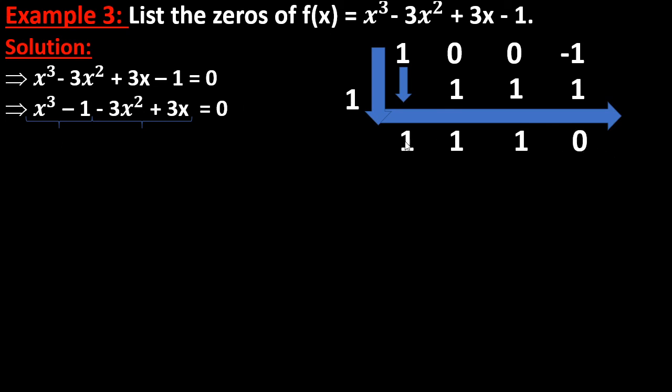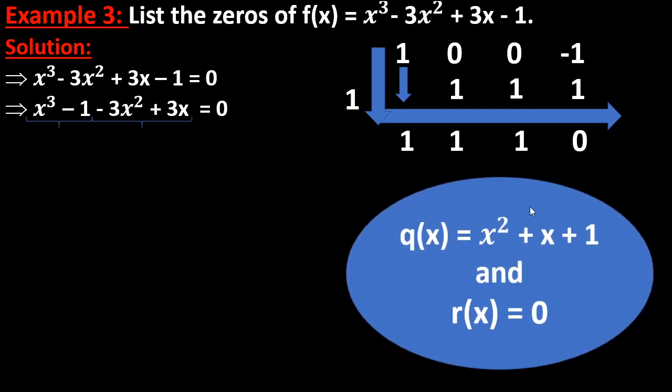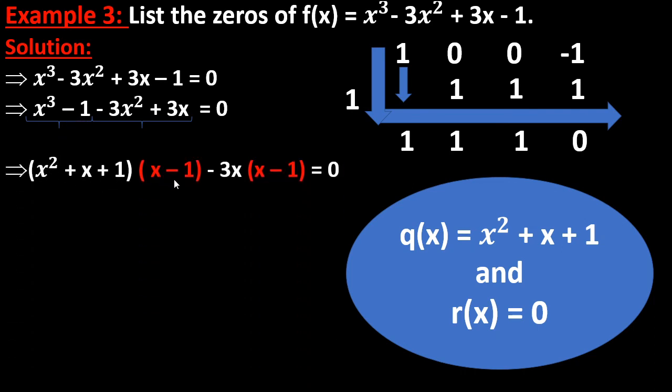And this is the coefficient of the degree 2 term, this one is the coefficient of the degree 1 term, and this is the constant term. So the quotient is x squared plus x plus 1, and the remainder is 0. Then x to the third minus 1 can be expressed as a product of x squared plus x plus 1 and x minus 1.